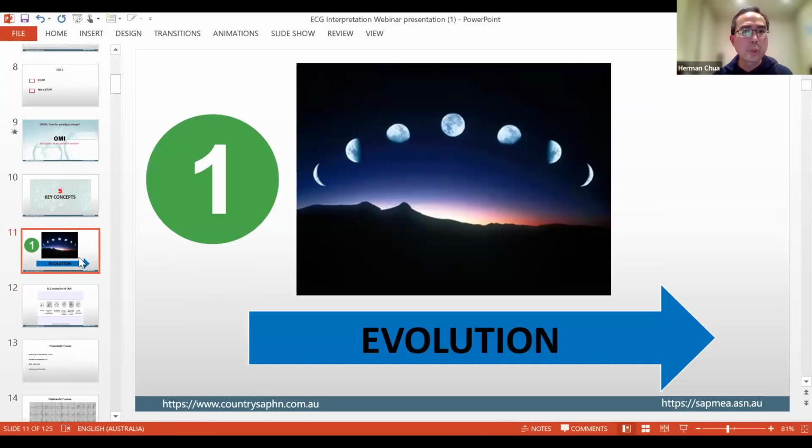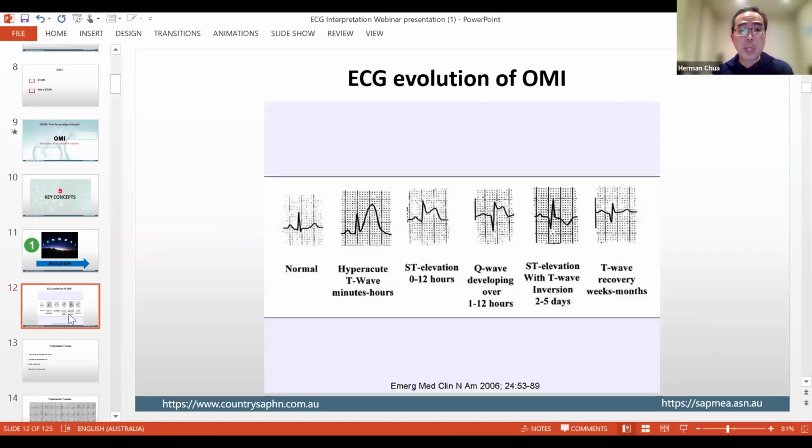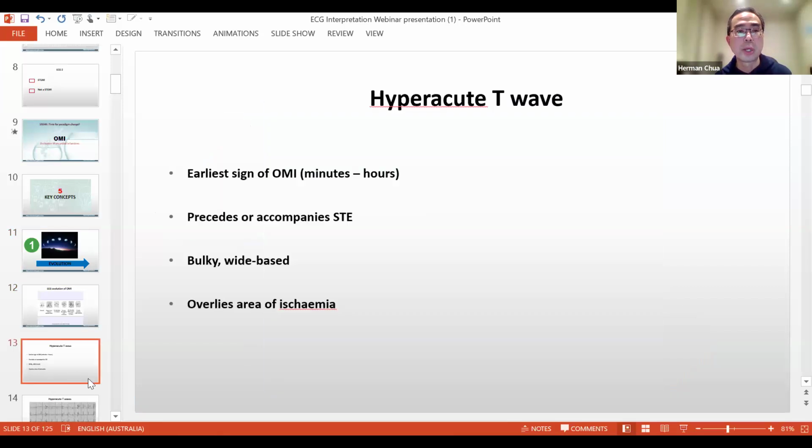So 5 concepts I want to share, okay? So the first concept is basically the concept of evolution, where there is actually a predictable sort of change to the ECG morphology, all right? So basically, as I talked about, it goes from normal right till hyperacute T wave, to ST elevation, and then Q wave development, and then basically the T wave inversion or reperfusion T wave, and then recovery of T wave. Okay, so we talked about that already, right?